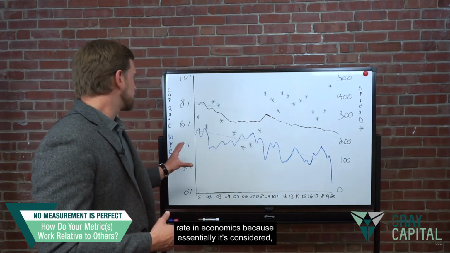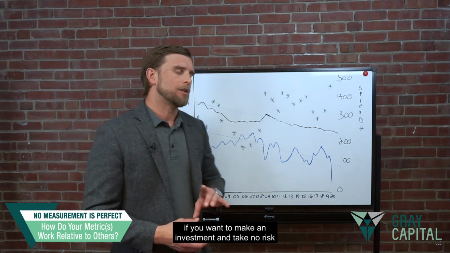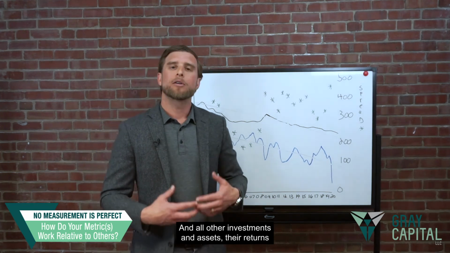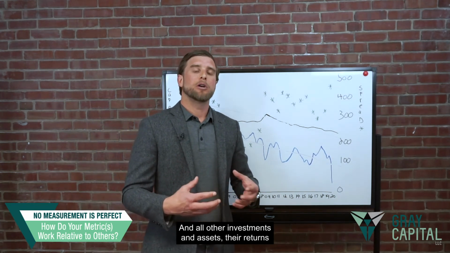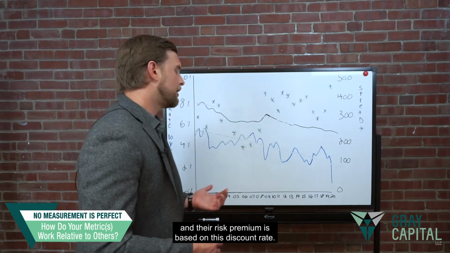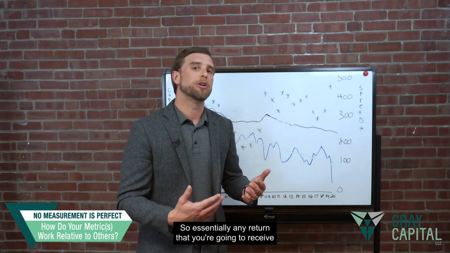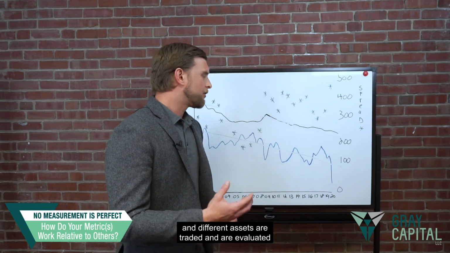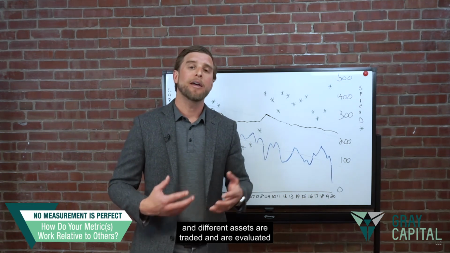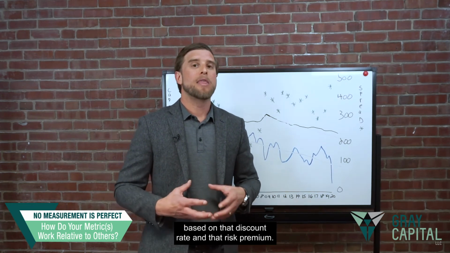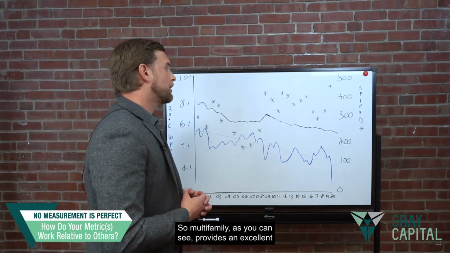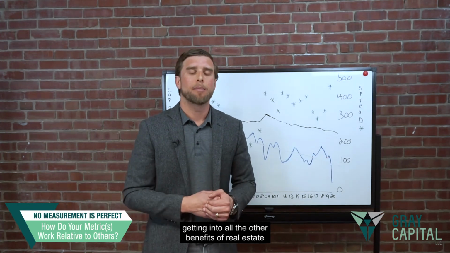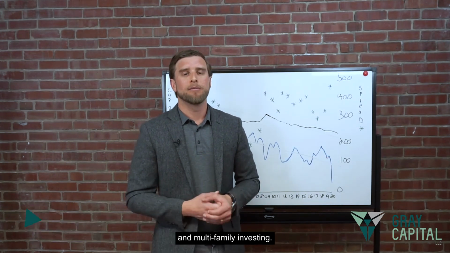Because essentially, it's considered if you want to make an investment and take no risk to get a return, well, that's what the 10-year treasury is. And all other investments and assets, their returns and their risk premium is based on this discount rate. So essentially, any return that you're going to receive in excess of the 10-year treasury is your risk premium, and different assets are traded and are evaluated based on that discount rate and that risk premium. So multifamily, as you can see, provides an excellent risk premium compared to other assets, not even getting into all the other benefits of real estate and multifamily investing.